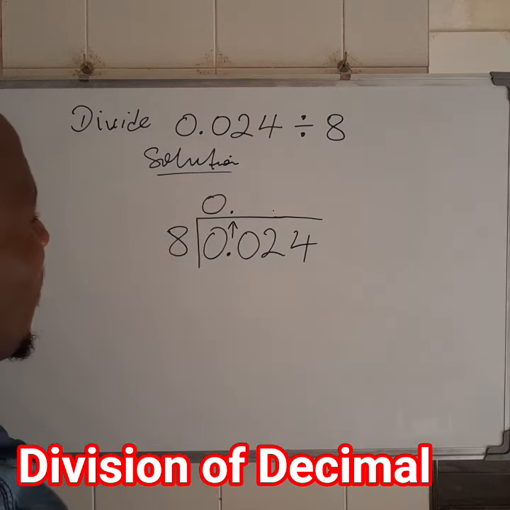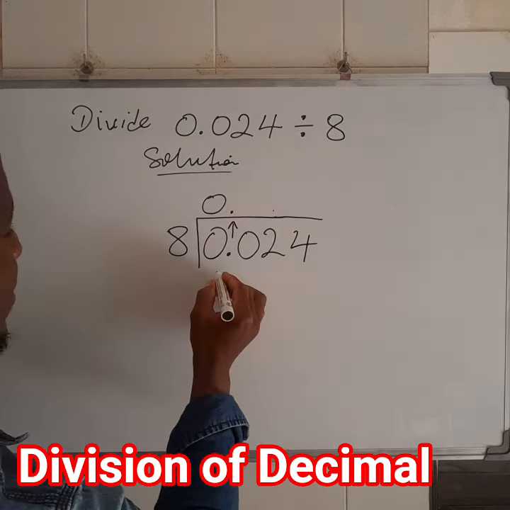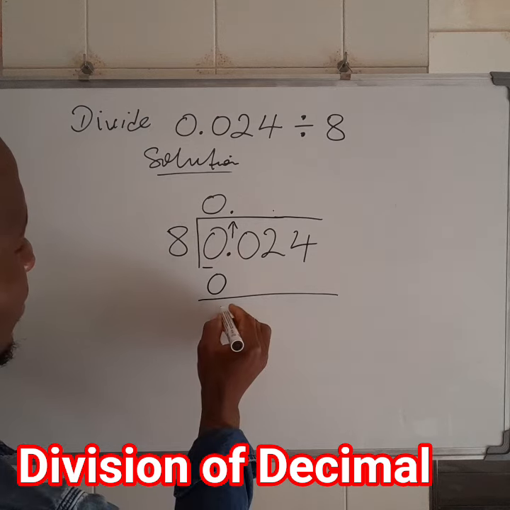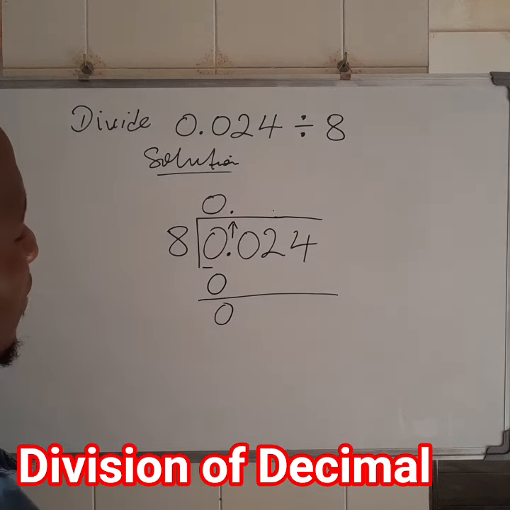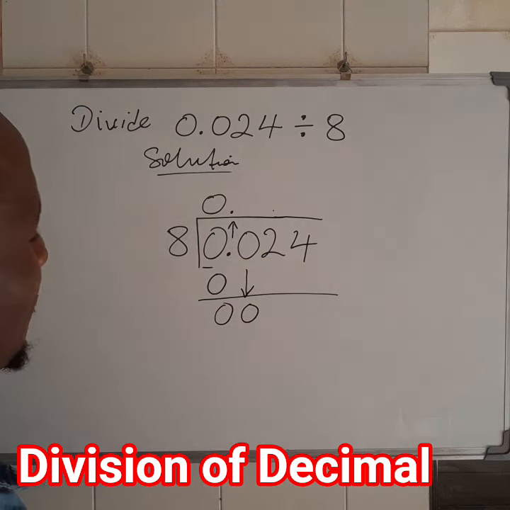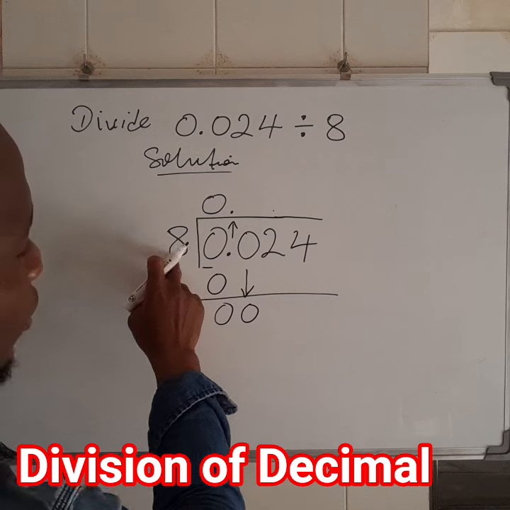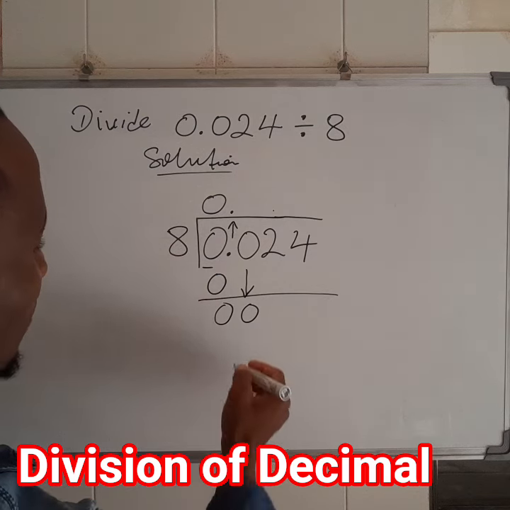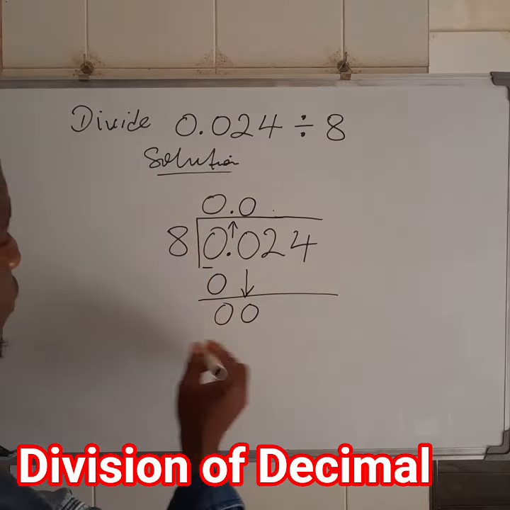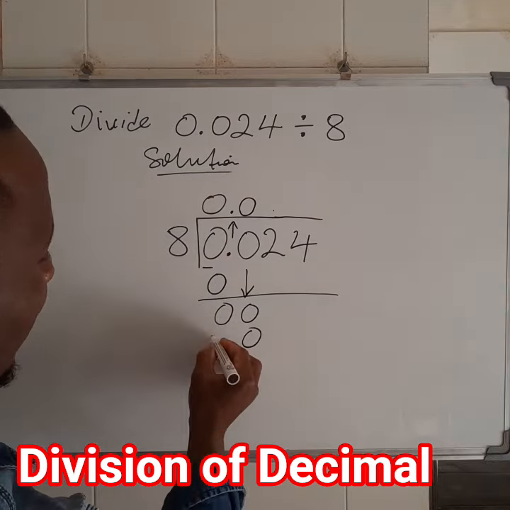place it there. So 0 times 8 will give you what? 0. Then you subtract. When you subtract, you have 0 here. Then you bring down 0. You go again. How many times does 8 go into 0? It's not possible. You put your 0 there. 8 times 0, you have 0. You subtract. When you subtract, you have 0.